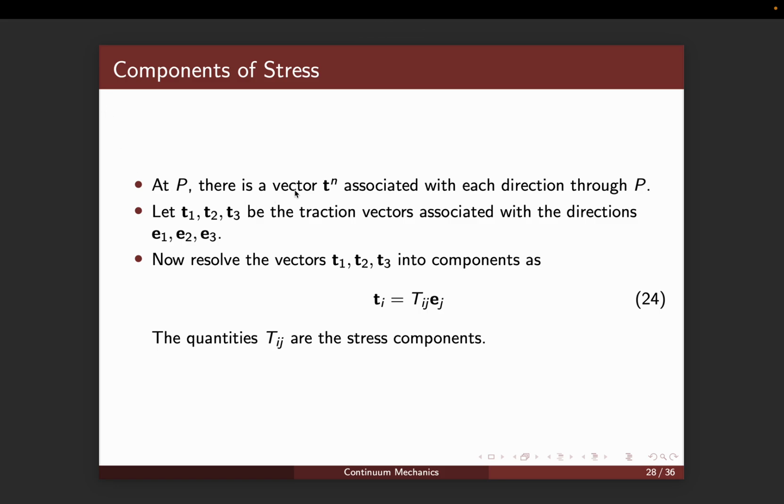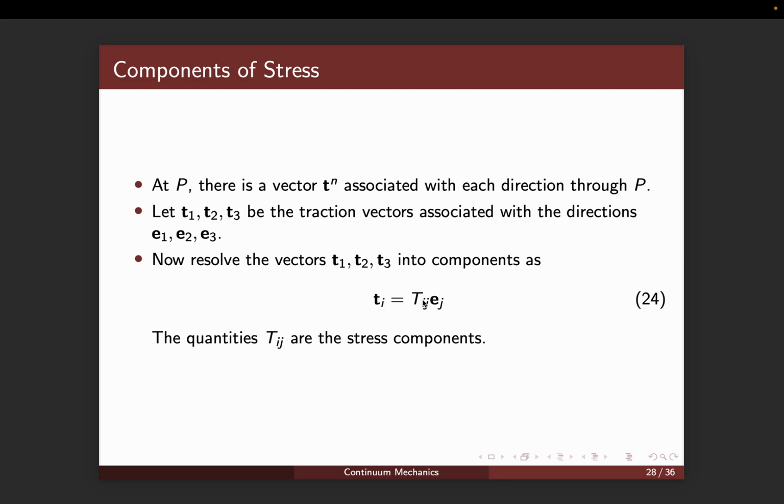So at each point P there exists a vector Tn associated with each direction through point P. Let T1, T2, T3 be the traction vectors associated with the directions E1, E2, E3. Each direction has a corresponding vector. So the E1 vector has a T1 traction vector, and T1 has three components along the three directions.